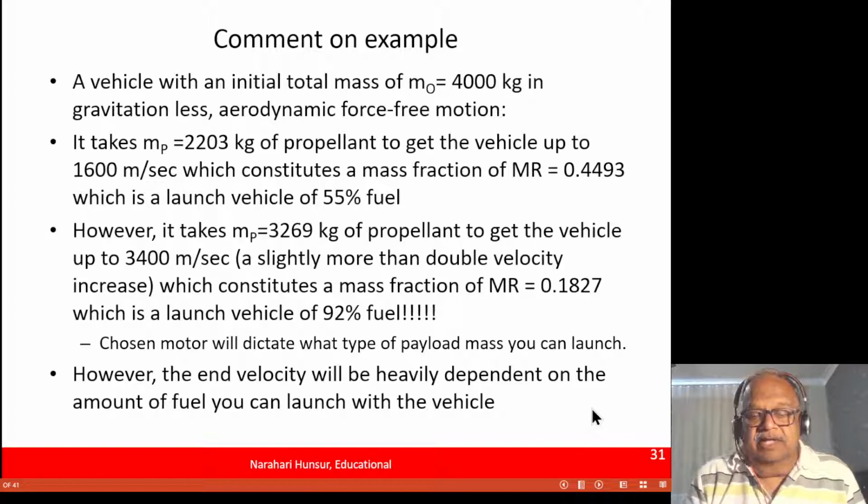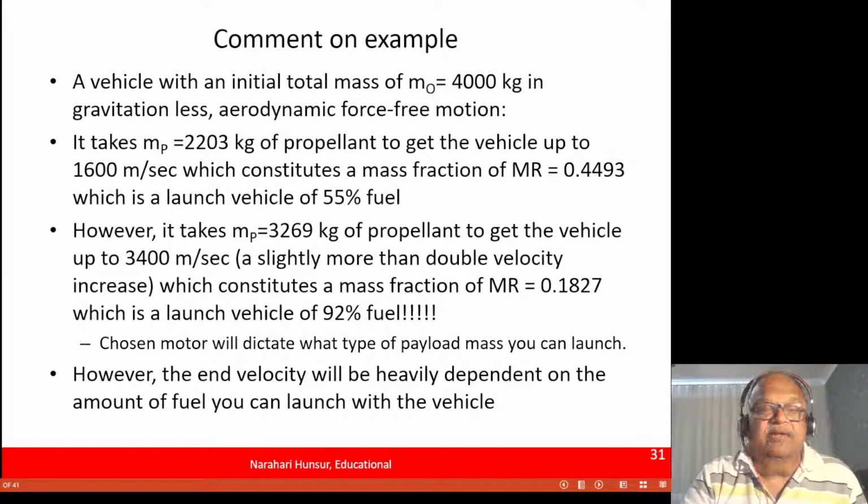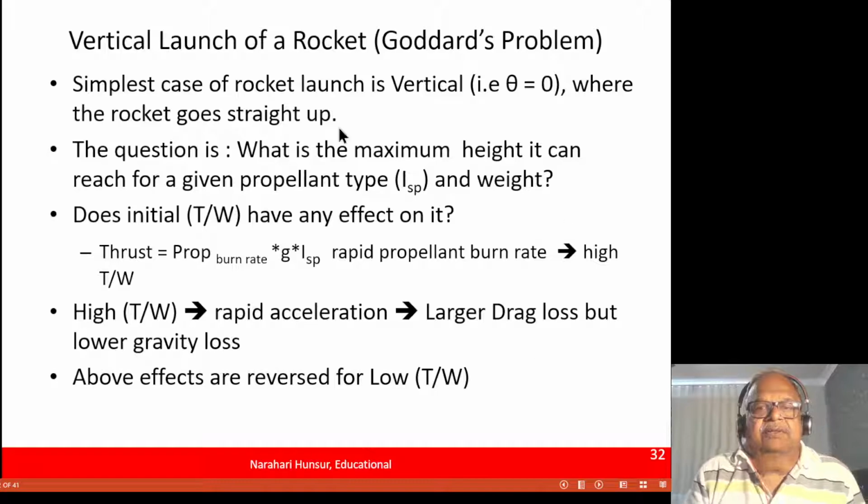And the end velocity will be heavily dependent on the amount of fuel we can launch with the vehicle. So there is a limitation to that. And this is one of the reasons why, if I want to put something in space and give it at least 8 kilometers per second, it's practically not possible right now with the technology available.